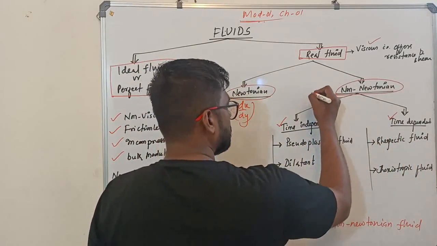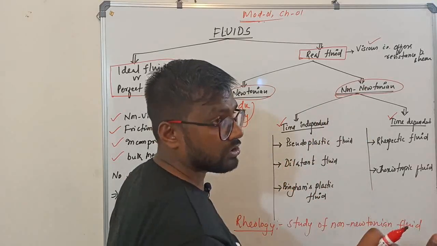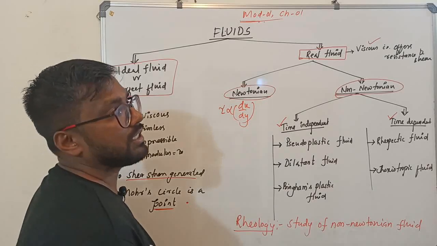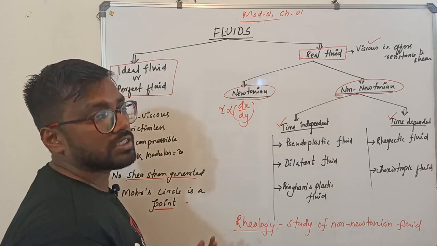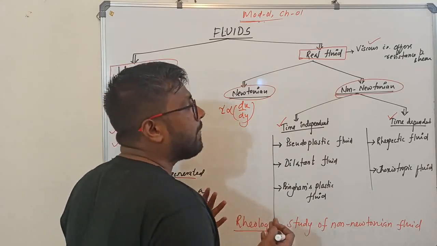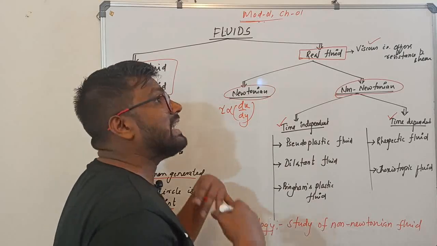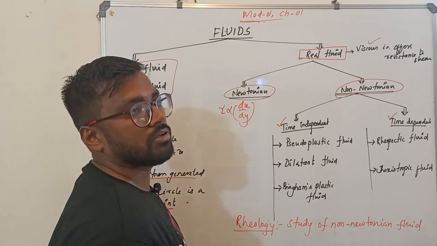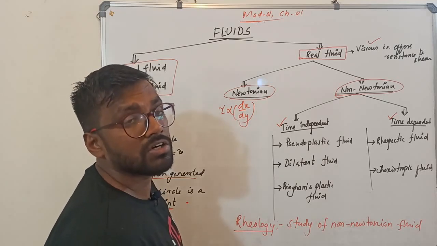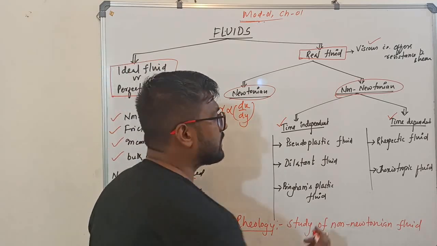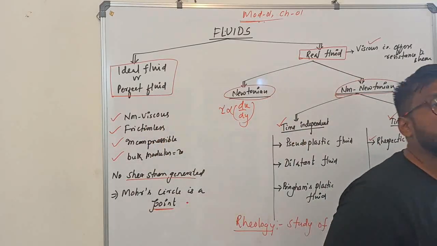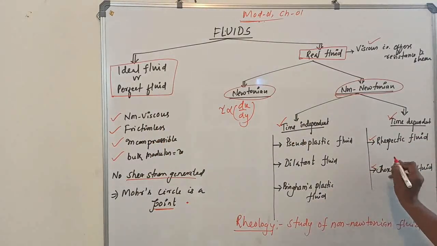Here, the viscosity is a function of, as I told you, forces and time. With forces, the viscosity increases: shear thickening. With forces, the viscosity decreases: shear thinning. With time, viscosity increases. What do we call them when the viscosity increases with time? We call them rheopectic fluid. What happens when the viscosity decreases with time? We call them thixotropic fluid.